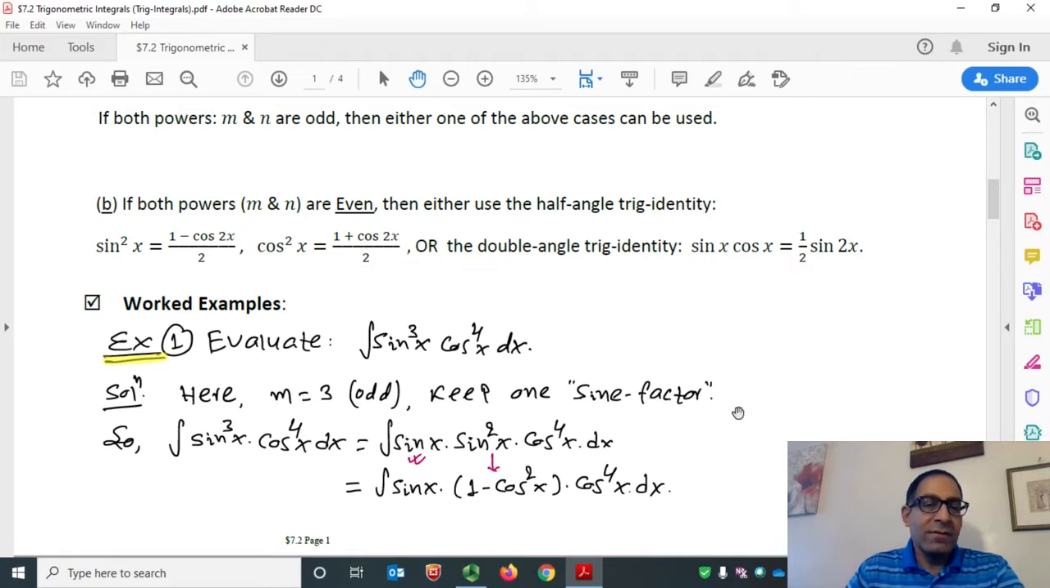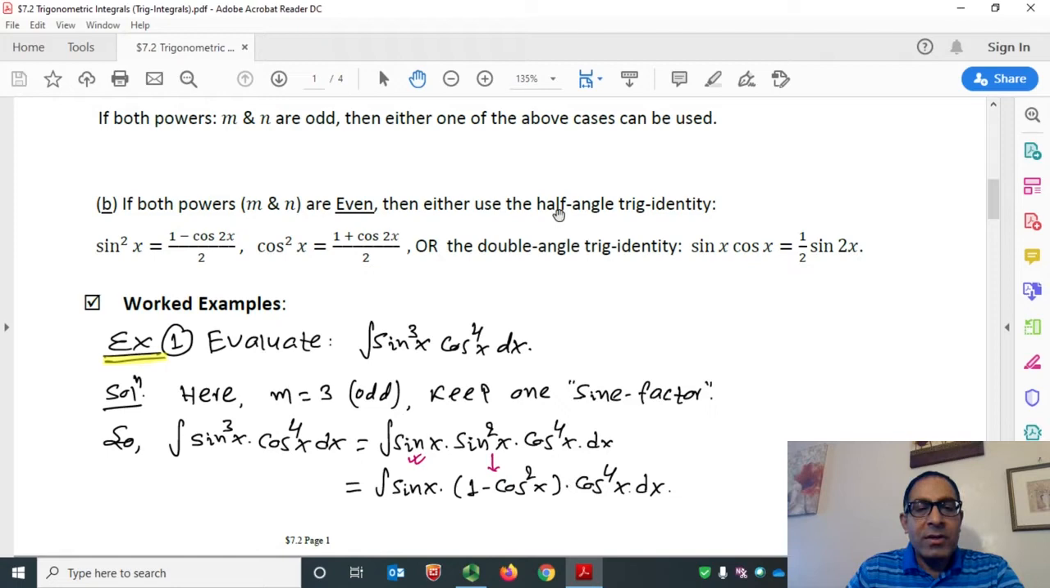So let's keep one sine factor. Let's start the solution. The integral of sine cubed x times cosine to the 4th of x equals, keep one sine factor, so sine cubed x becomes sine x times sine squared x. Copy the cosine to the power 4 as it is. And then we use the formula sine squared x equals 1 minus cosine squared x. So sine x as it is, sine squared x becomes 1 minus cosine squared x, and cosine to the power 4 as it is.